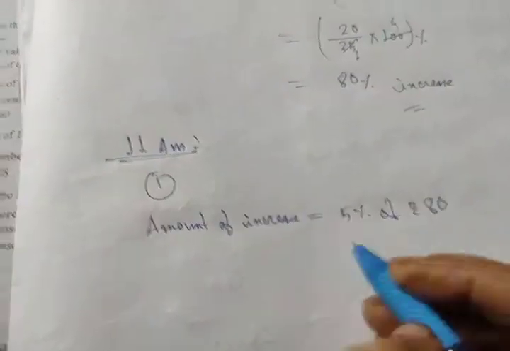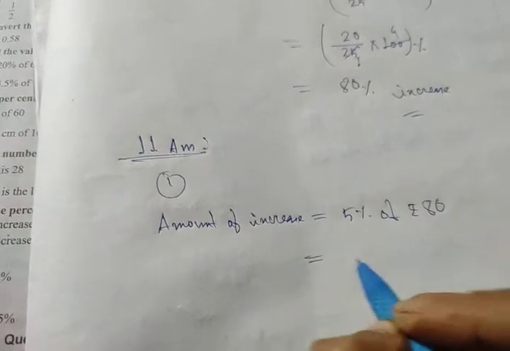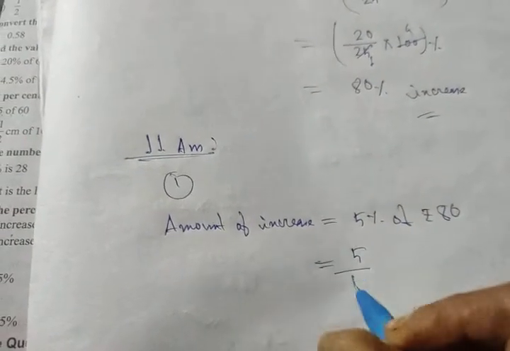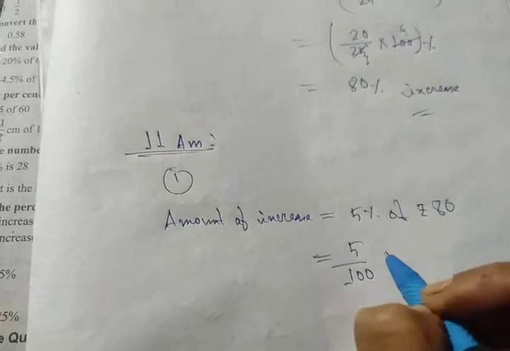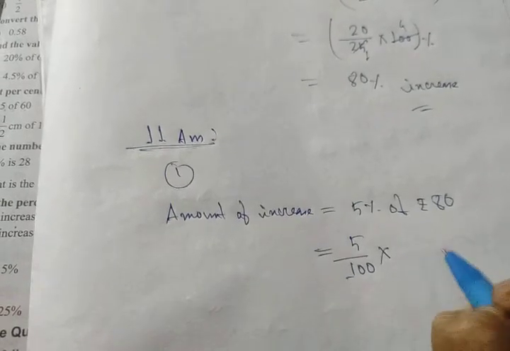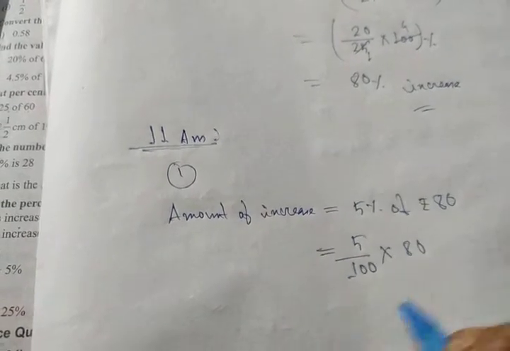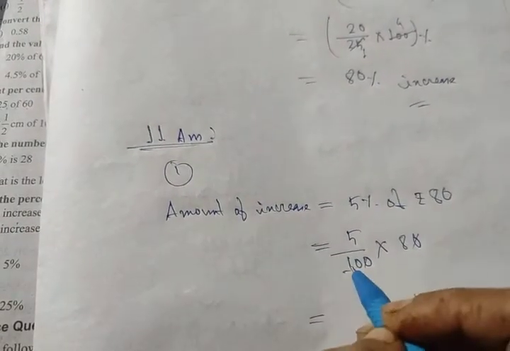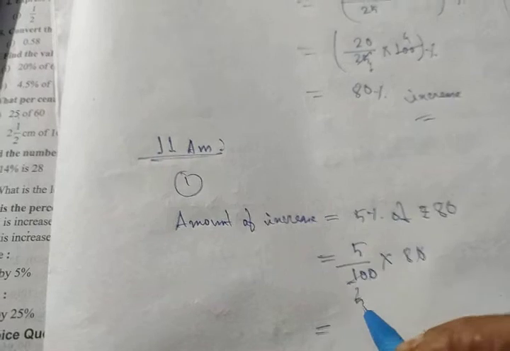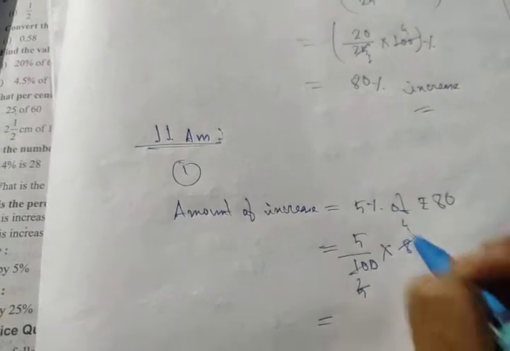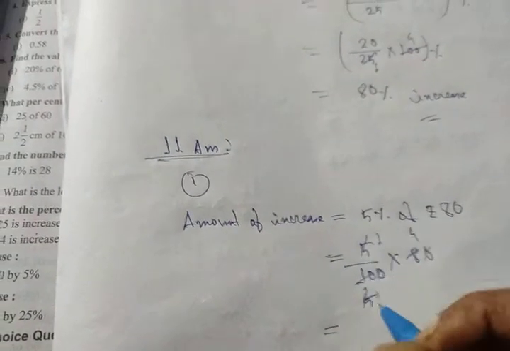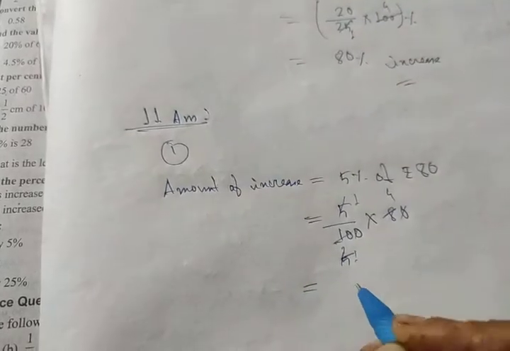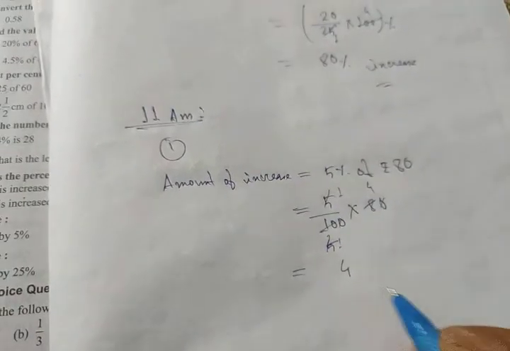5% of rupees 80. How can you express 5% in terms of a fraction? 5 by 100. Or we can express it in terms of multiplication, and 80. So you can simply cut 100 by 20 and you can divide this by 2. 5 twos are 10, 2 fours are 8, 5 ones are 5, 5 ones are 5. So 4. Rupees 4.